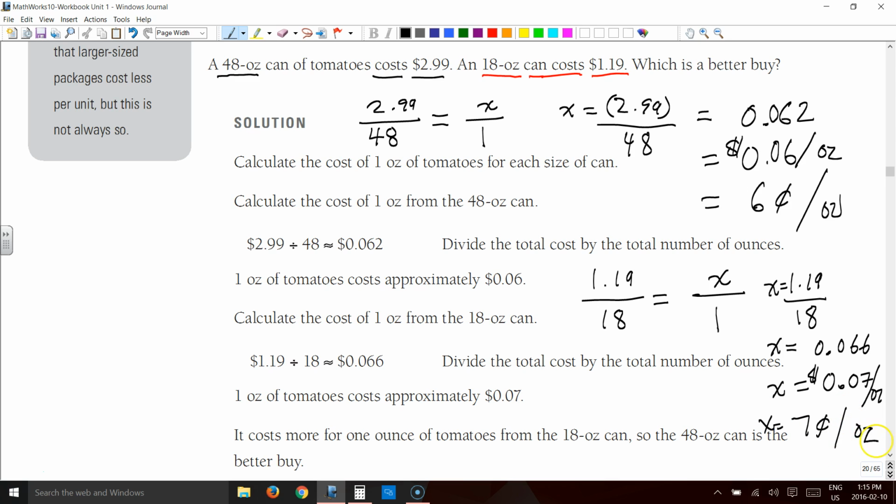So by a small margin, the one that is the better deal is the lower one. It's cheaper to buy the first one. So $2.99 for a 48-ounce can is cheaper. And that makes sense because in the real world, typically when you buy a bigger quantity, you get a better price, right? So that's how you do this. It's essentially everything we learned yesterday, except you're doing it twice and looking for which one's the better purchase.